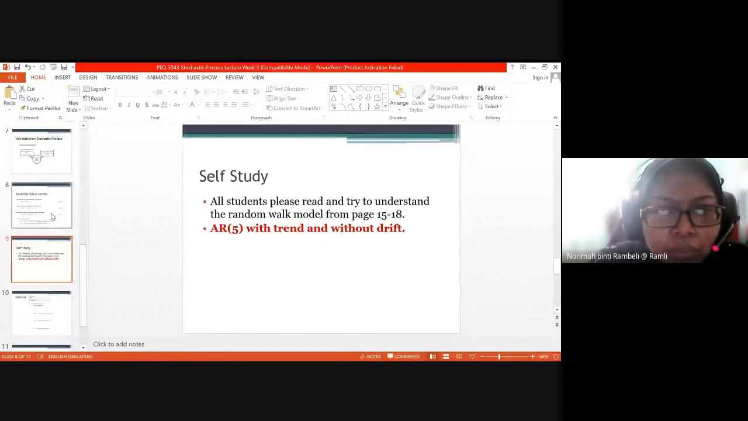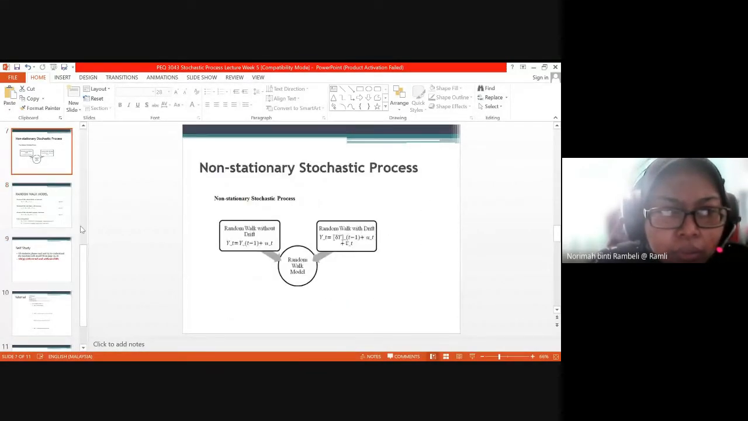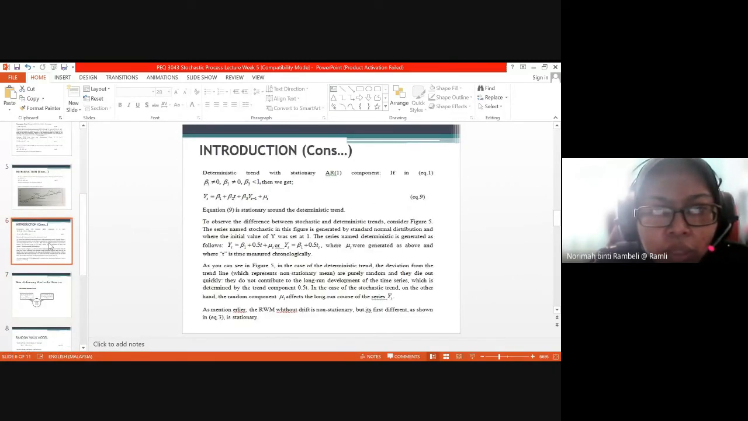Okay, let's go back to the slide. Okay, here. When I ask you to write AR5 with trend and without drift, meaning that you have to write this equation, and you must put first drift, trend, and then you start the lag. Okay, but in this example, AR1, that's why only Y T minus 1. But when we talk about AR5, there you have to expand the equation until Y T minus 5, then you write plus mu T. Faham tak? Equation 9 ni, okay, dah betul. Cuma kamu kena tambah lagi AR2 sampai 5 dan akhir sekali tambah mu T. Faham tak?